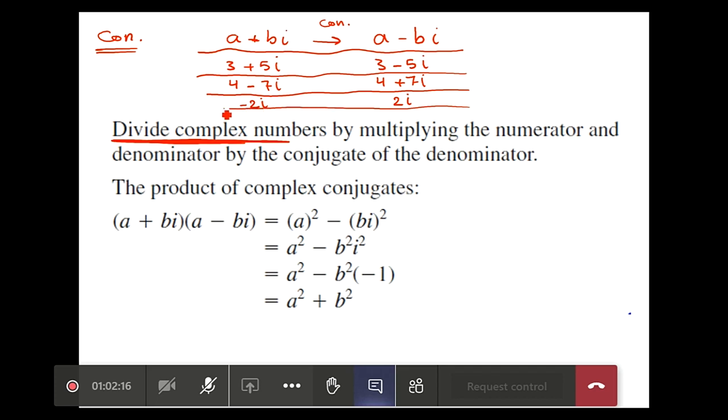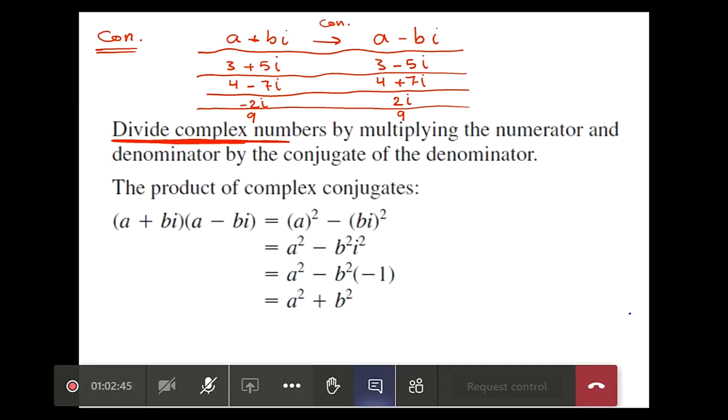If we have only a real part, for example only 9, what's the conjugate here? What is the conjugate of 9? Good, 9. The conjugate of a real number is the same number; we only change the sign of the imaginary part.